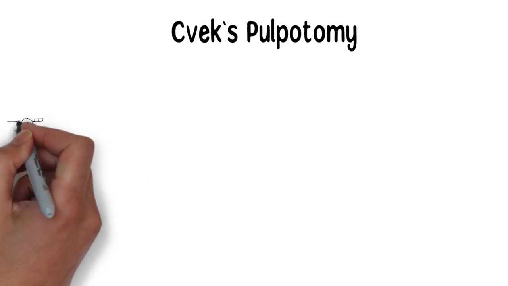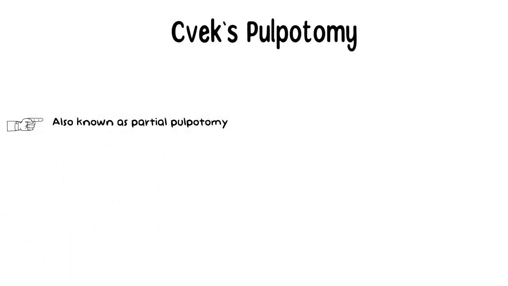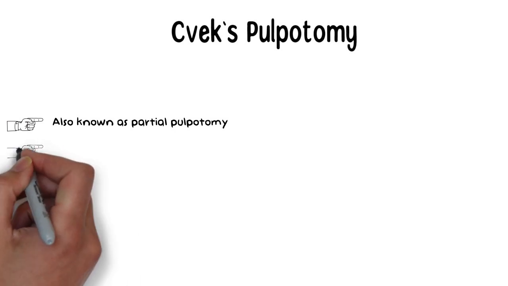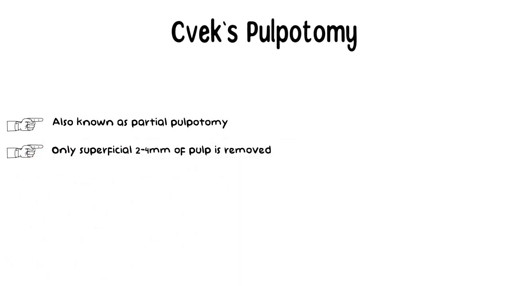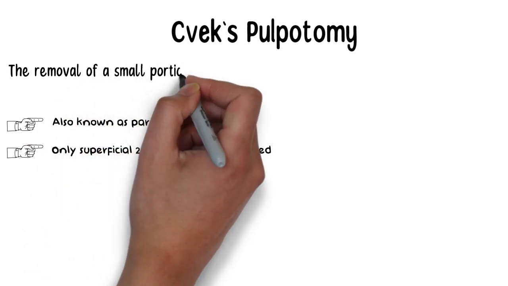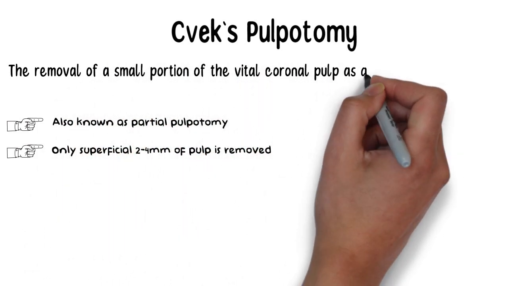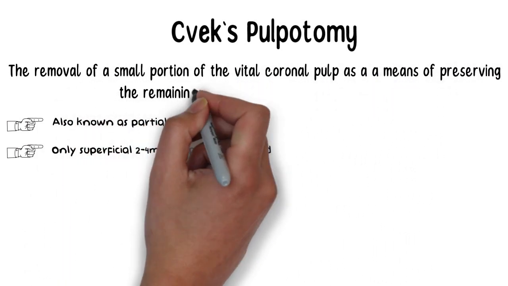A variation of pulpotomy is the Cvek's pulpotomy, otherwise known as partial pulpotomy, in which not the entire coronal pulp is removed, rather only the more superficial 2 to 4 mm of diseased pulp is removed. Cvek's pulpotomy in the 10th edition of Glossary of Endodontics is defined as the removal of a small portion of the vital coronal pulp as a means of preserving the remaining coronal and radicular pulp tissues.